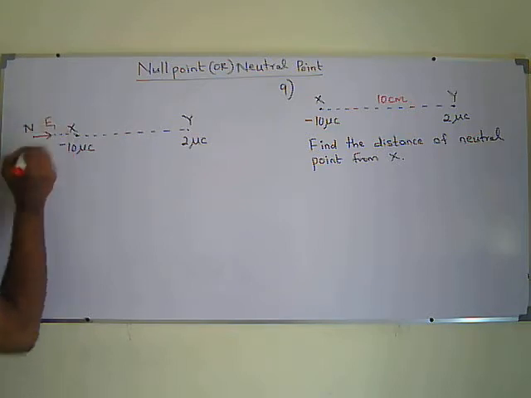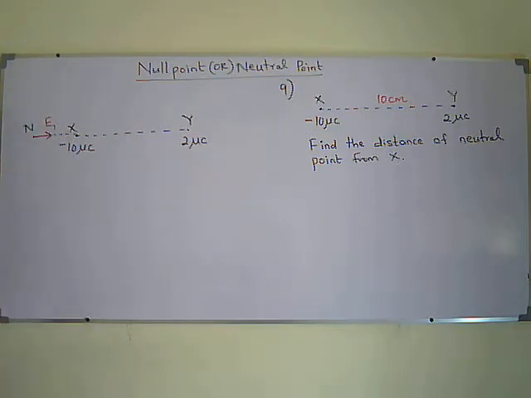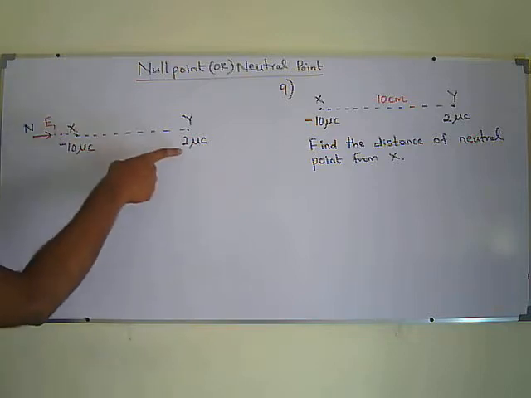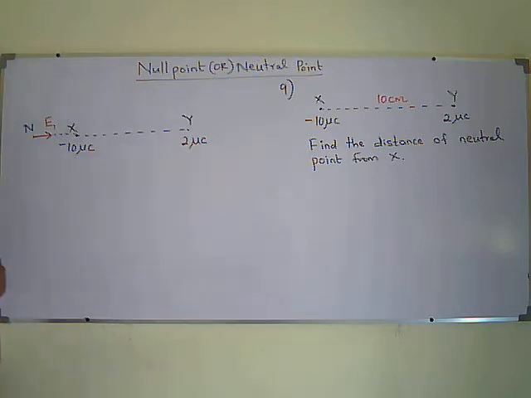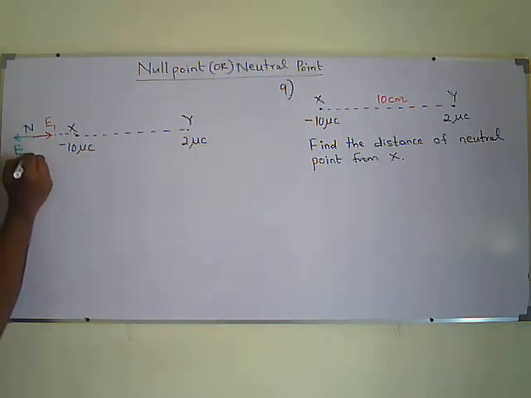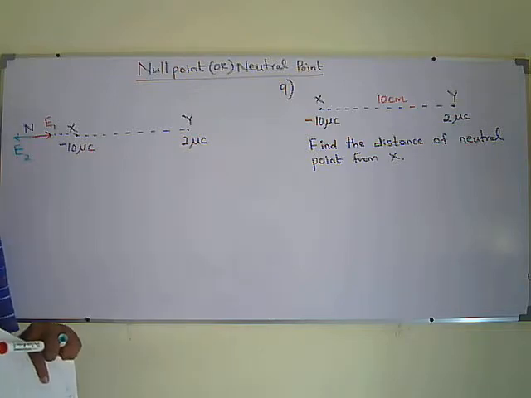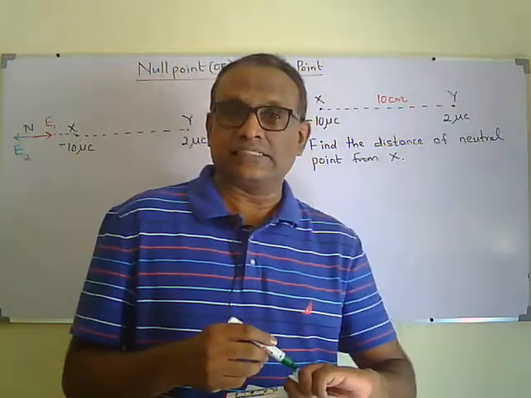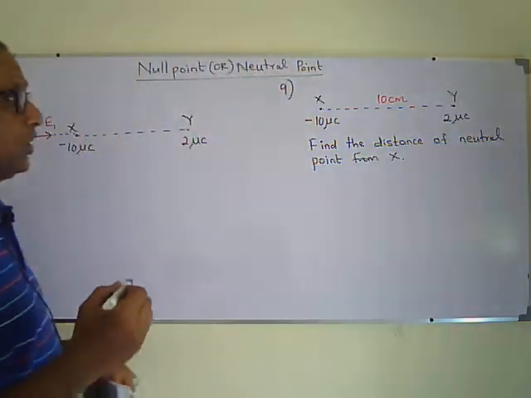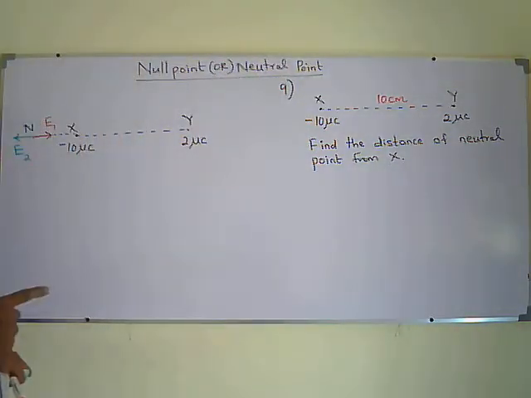It will be E1, right? Now, when I keep a positive test charge, the 2 microcoulomb will repel it, so that will be towards the left. E2 will be towards the left, right? Now, these two are in opposite directions, but is it possible? Can they cancel each other? That's the question. No, they can't, because even though they are in opposite directions, they will never have the same magnitude.